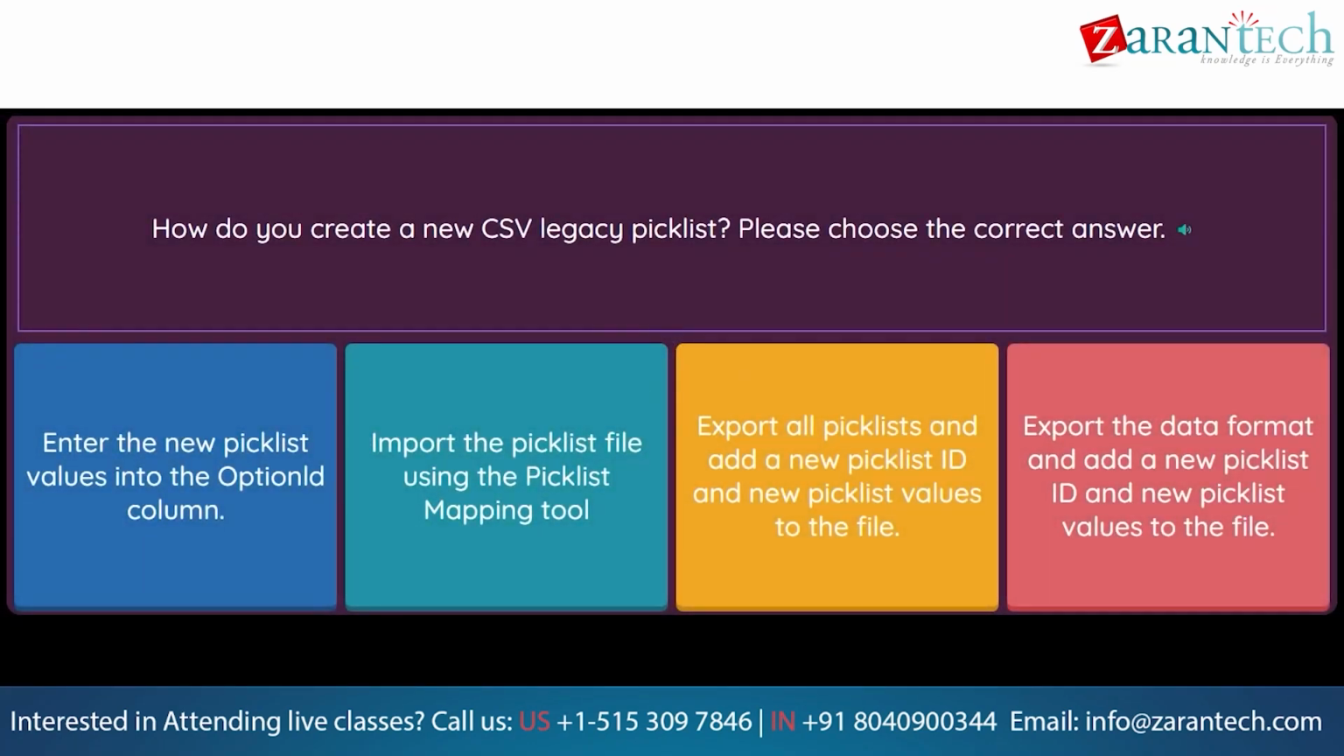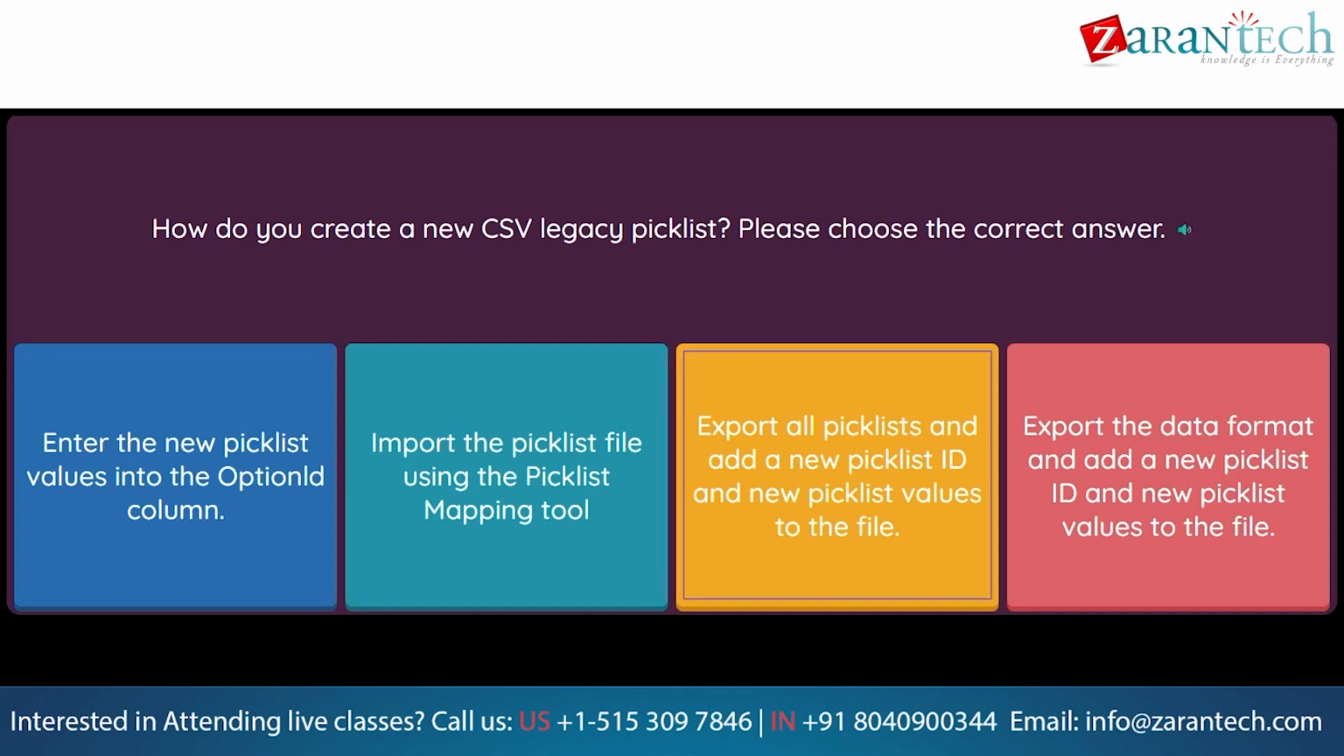Question: how do you create a new CSV legacy pick list? Please choose the correct answer. Option 1, enter the new pick list values into the Option ID column. Option 2, import the pick list file using the pick list mapping tool. Option 3, export all pick lists and add a new pick list ID and new pick list values to the file. Option 4, export the data format and add a new pick list ID and new pick list values to the file.